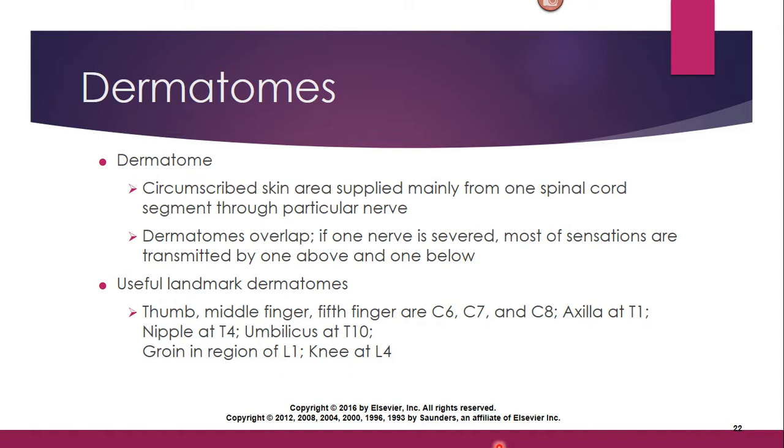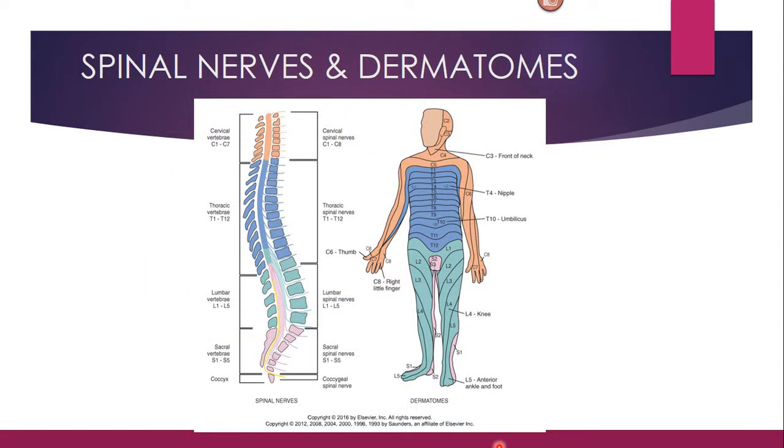But I think it's important that you know the landmark dermatomes, such as the thumb, middle finger, and fifth, or little finger on each hand, which is the landmark for C6, C7, C8. Axilla is at T1, nipple is at T4, umbilicus T10. The groin is L1 and the knee is L4. I think those are important to know but I don't expect you to know every dermatome.